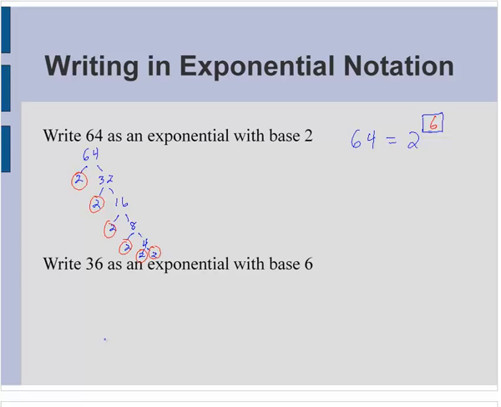Why don't you try the other one on your own? Write 36 as an exponential with base 6. All right, so we want 36 to be 6 to the what power? Well, 36 is 6 times 6. We don't need to go all the way down to prime factorization because we were trying to write it as an exponential with the base 6. So since there are two factors of 6 that give us 36, 36 is 6 to the 2nd power.